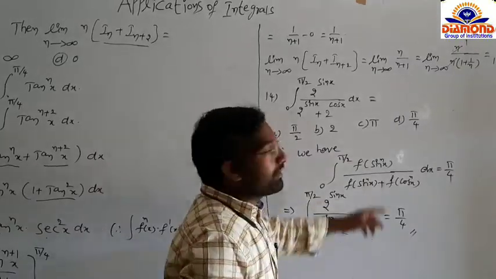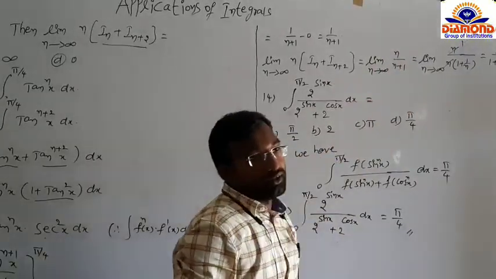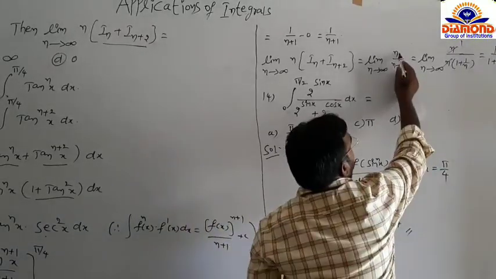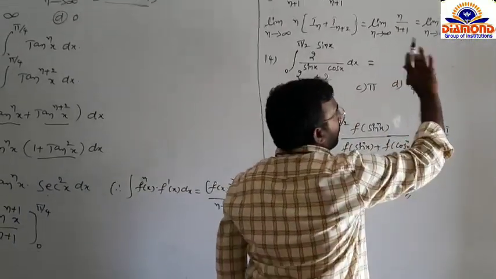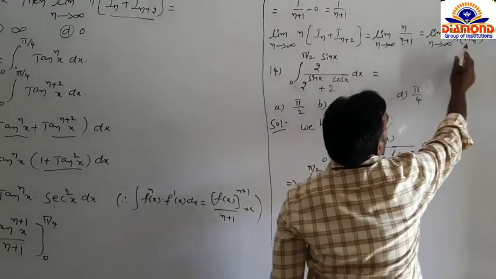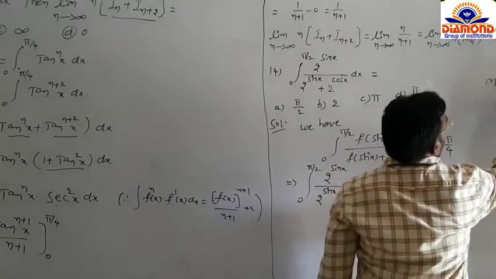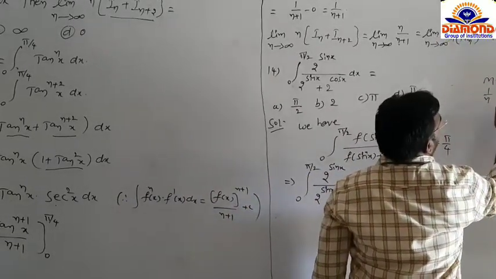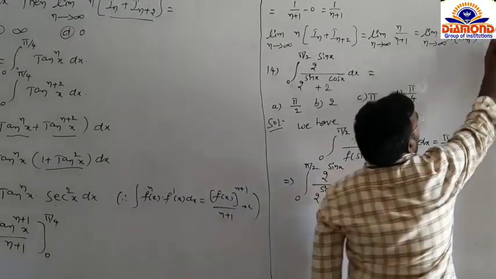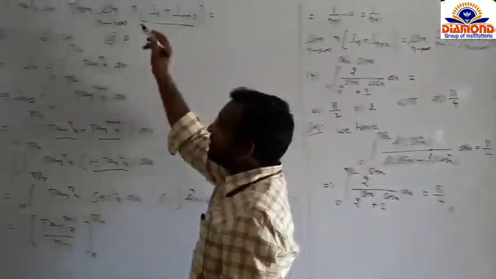In the case of infinity, from the numerator and denominator take the highest power common. So here n only in the numerator, and in the denominator n common. N common means remaining is 1 plus 1 by n. N cancel. If n tends to infinity, 1 by n tends to 0. So that's why 1 by 1 plus 0. Answer is 1. So option is B.